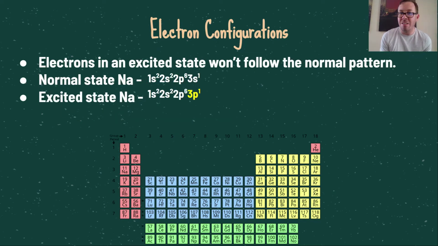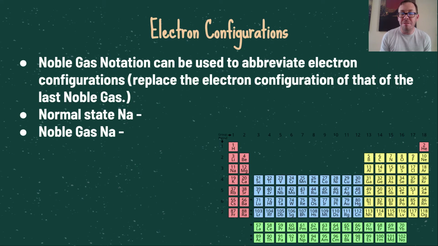Electrons in an excited state don't normally follow the pattern. So a normal state for sodium would be 1s2, 2s2, 2p6, 3s1. An excited state of sodium would be 1s2, 2s2, 2p6, 3p1. Notice how it completely jumps the 3s sublevel into 3p1. So if it doesn't follow the normal order of electron configurations, that tells you that that atom is in an excited state.